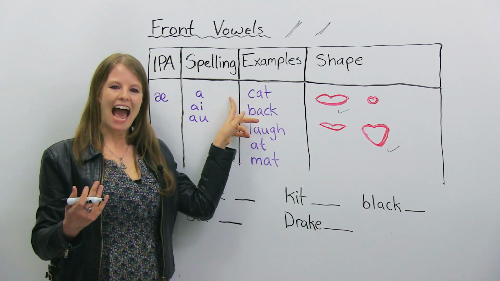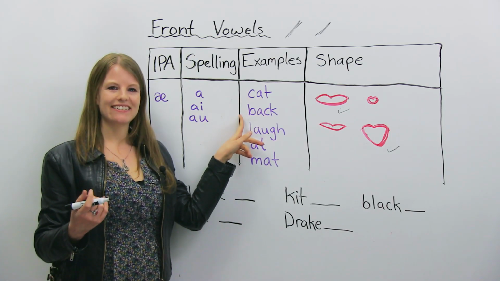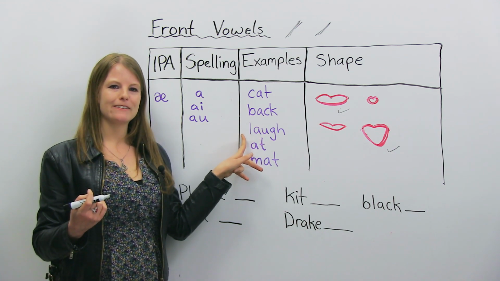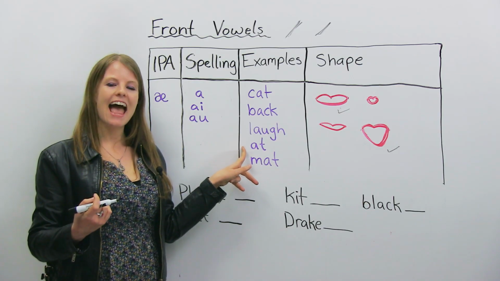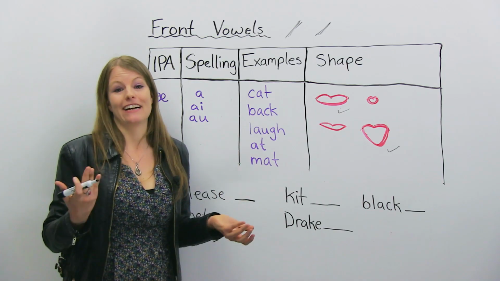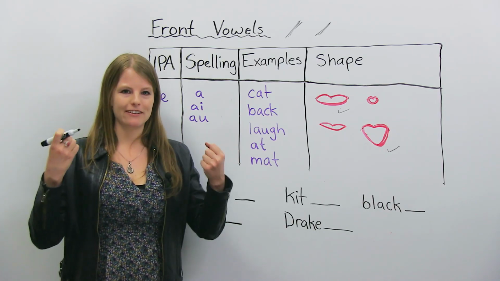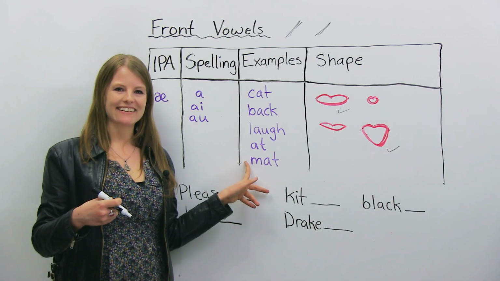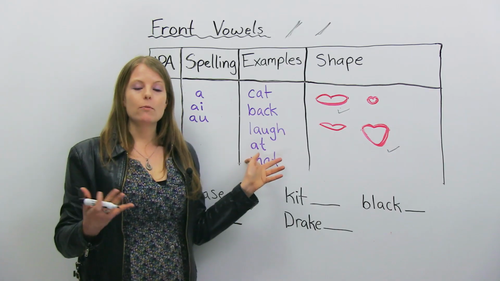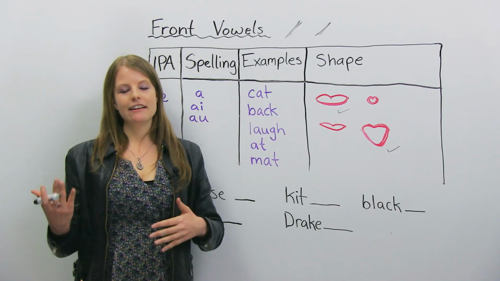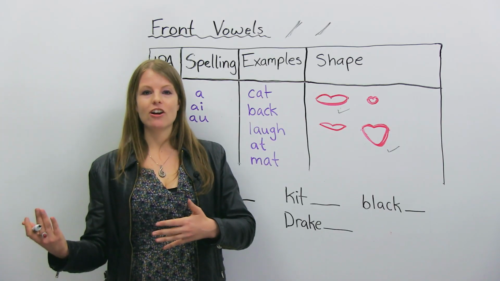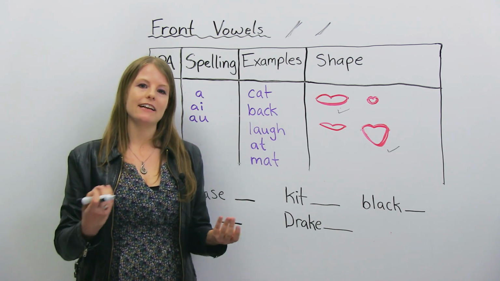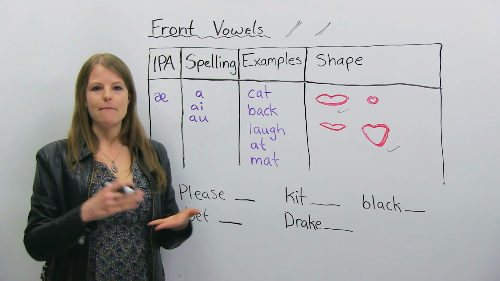Cat, cat, back, back, laugh, laugh, at. And you might feel a bit uncomfortable, like it's not so comfortable, is it? Because your mouth is really doing a lot of work here. Finally, mat, mat. Okay, so we've covered 5 different front vowels today. These vowels are found in both North American English along with British English. So whatever English you're learning, you will find these vowels in both of them, or in many different dialects of English.